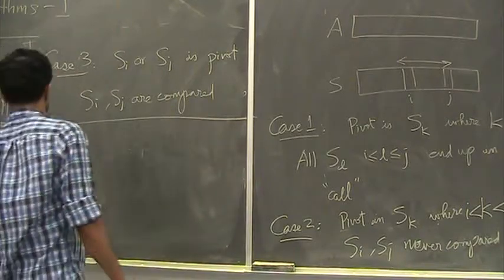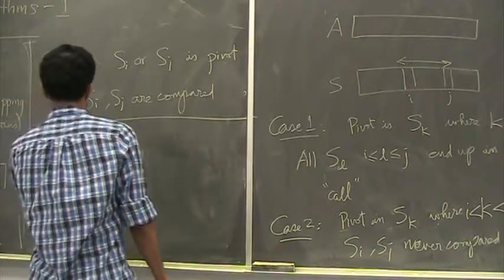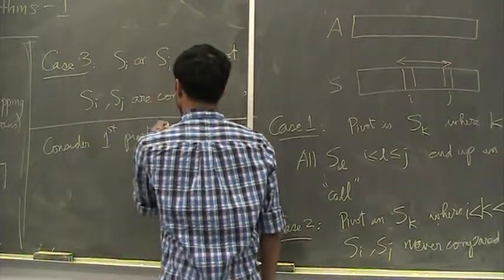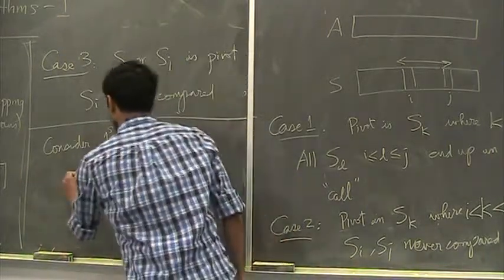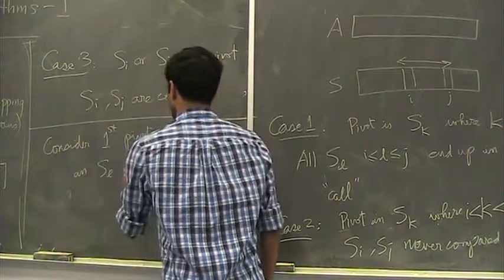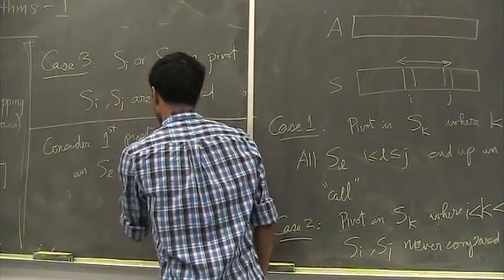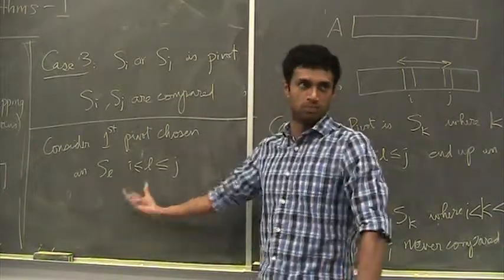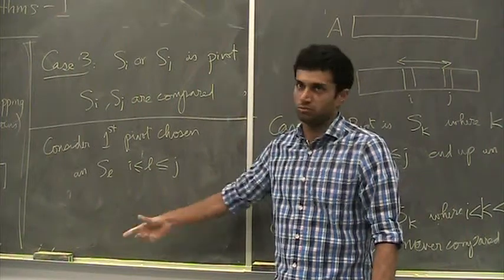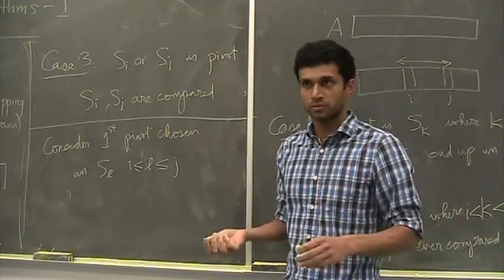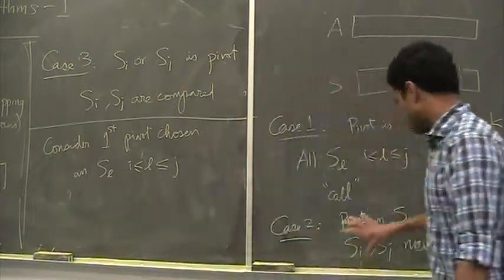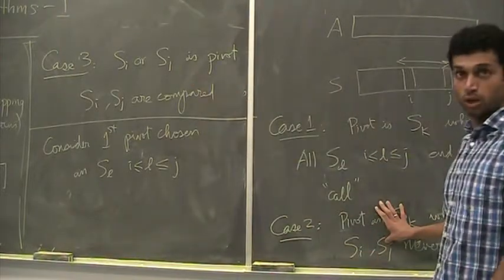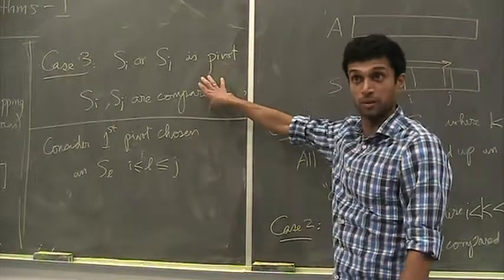So consider the first pivot chosen in SL, where L goes from i to j. So at some point, one of these is going to be chosen as a pivot, like the first pivot, which is case 2 or case 3. So if case 2 happens, they will not be compared, and if case 3 happens, they will be compared.